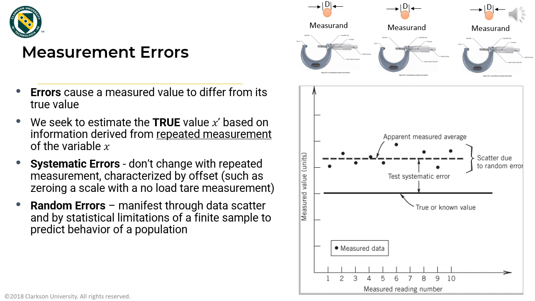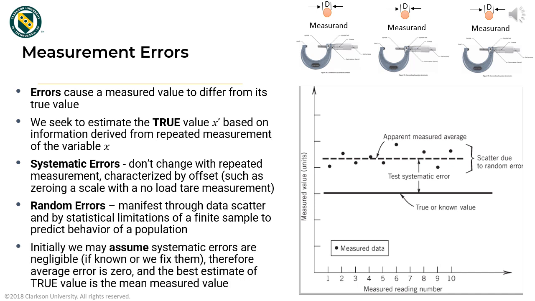Natural variation in a measurement without a known or controllable cause is generally considered random error. If there is a systematic cause of variation, it generally presents as a systematic offset that can be corrected. Because of this, we initially assume systematic errors are negligible. So then the average random error is zero, and so we can assume that the best estimate of the true value is the mean value.